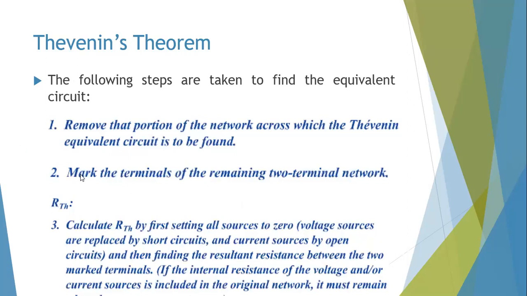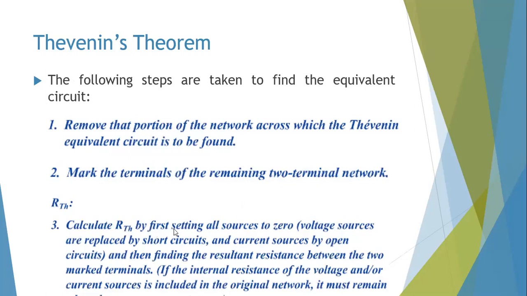Now we've done steps 1 and 2. Let's see how we get RTH now, which is the third step. So once you've removed a portion of a network across which you want to find the Thevenin equivalent circuit, and you have marked your two terminals, then you have to calculate RTH, which is the Thevenin equivalent resistance. Let's see how it works.